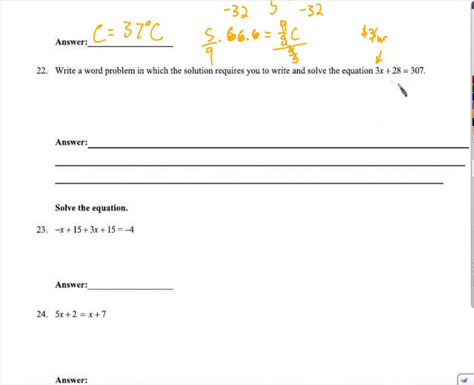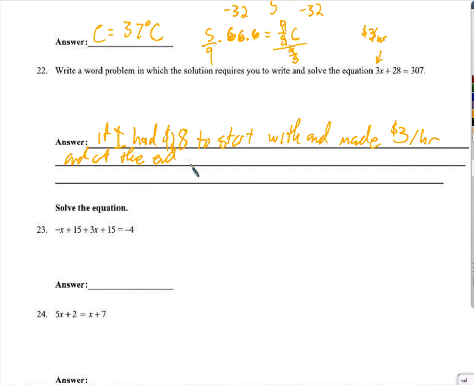So I could say I started with $8 to start with, and made $3 per hour. And at the end, I had $307. How many hours did I work? Right. We could do it that way.